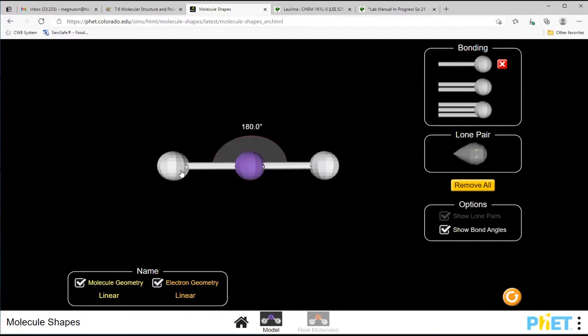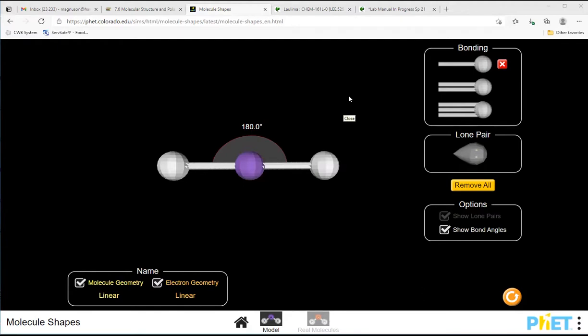If you have two groups, it's going to take an electron geometry of linear. Isn't that cool? This will actually have almost all the answers, and it's really good to learn from. It's great since we're not in person and not touching models, and it's a pretty good model.